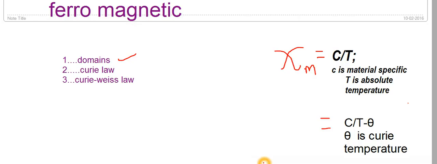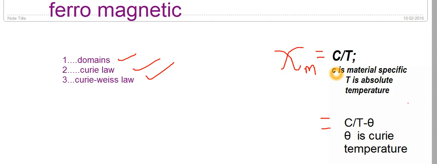Now we have seen diamagnetic, paramagnetic and ferromagnetic materials, and we will see two laws, called Curie's law and the Curie-Weiss law, which define the magnetic susceptibility. Just now we have discussed that the magnetic susceptibility of ferromagnetic materials is positive and a very huge value, right? And Curie's law says susceptibility is equal to C by temperature. C is material specific. That is, the susceptibility of a material is inversely proportional to the temperature. That is the main concept involved in Curie's law.